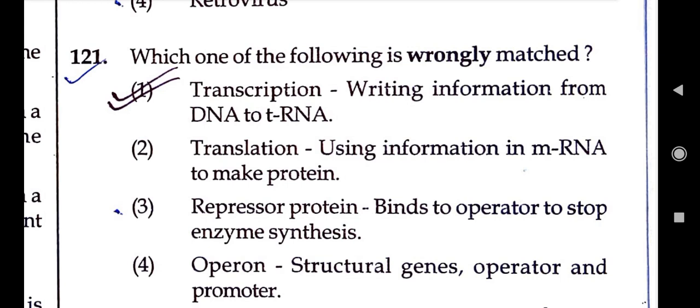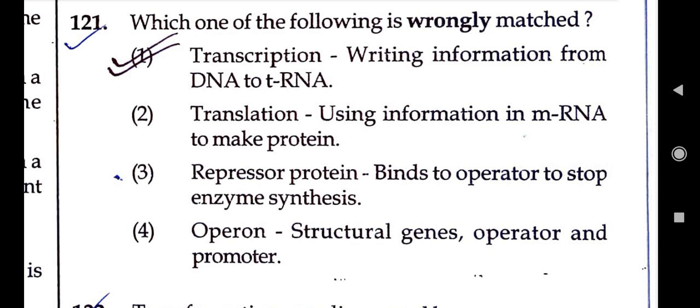If you see option 2, translation using information in mRNA to make protein. This is the right thing. And option 3, repressor protein binds to operator to stop enzyme synthesis. This is also true. Option 4, operon structural genes, operator and promoter. This is also a right matching. So the wrongly matched is option 1. According to the question, which one of the following is wrongly matched? Okay, students, option 1 is wrongly matched here. Transcription writing information from DNA to tRNA is totally wrongly matched.